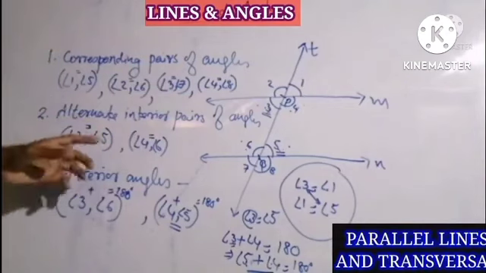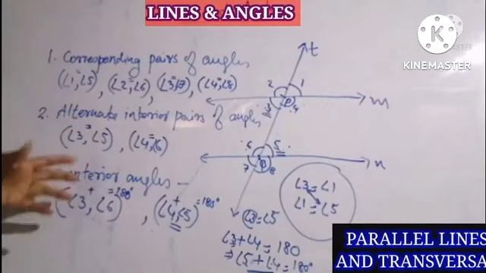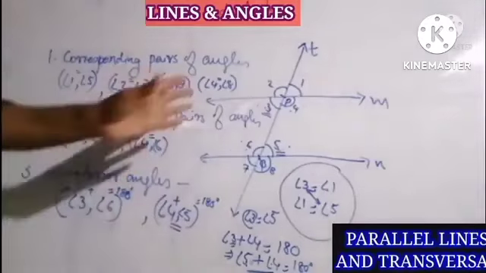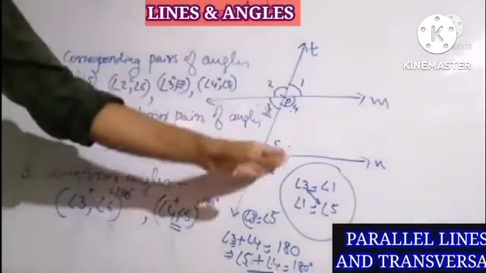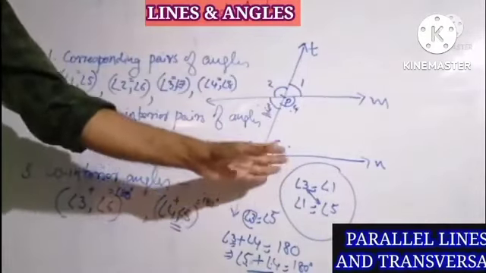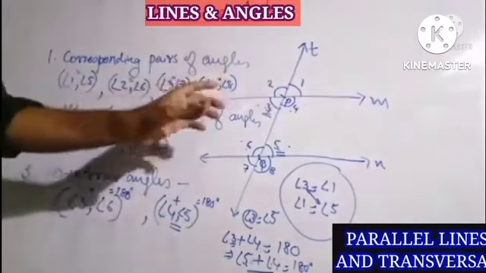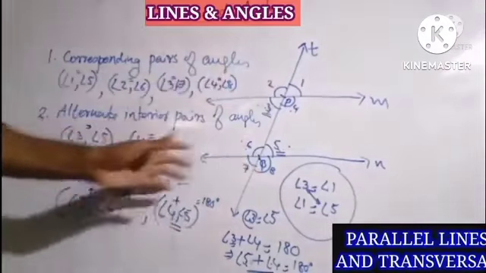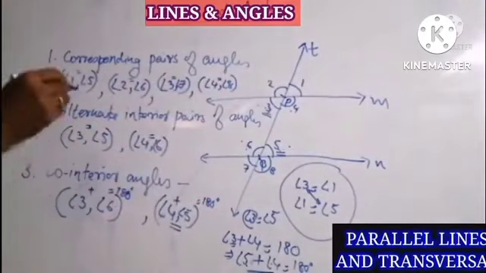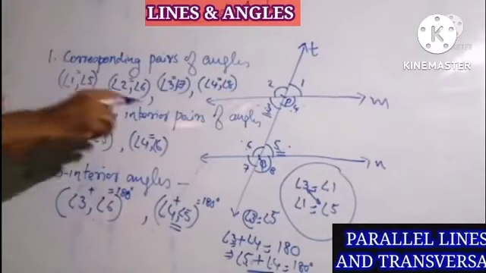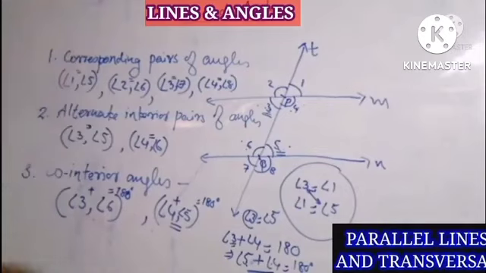They are not equal, they are supplementary. They can be equal when the transversal is perpendicular to these parallel lines. Only when the transversal is perpendicular to these parallel lines can we say that they are equal, because all angles become 90 degrees, then 90 plus 90 is 180, also 90 equals 90. Co-interior angles form supplementary angles. Co-interior means supplementary. Alternate, equal. Corresponding, equal.